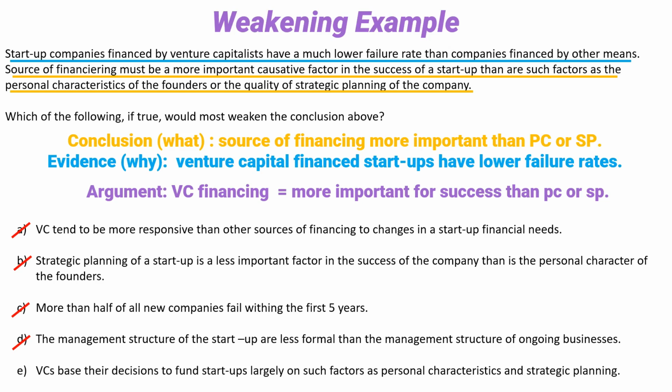Boy, I really hope E is a good answer choice, and it is. E says that VCs recognize that personal characteristics and strategic planning are the drivers for successful startups, and getting VC money is just the proof that the startup has excellent strategic planning and the founders have the right personal characteristics. In other words, it's not the VC financing that makes them successful, it's that you don't get the VC financing unless you have excellent personal characteristics and high quality strategic planning. E is the right answer. All right, very nice job.